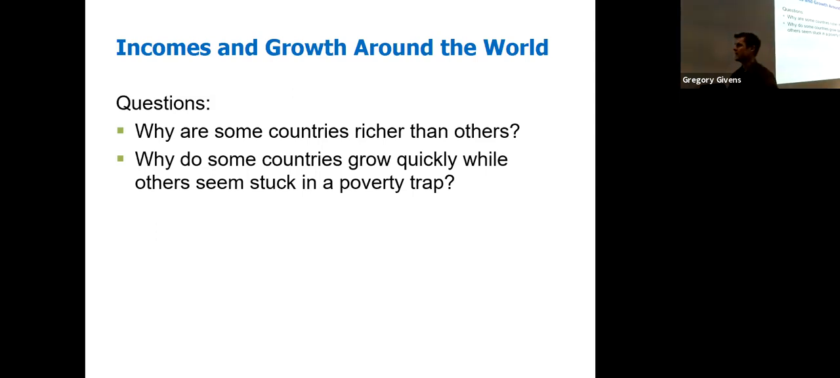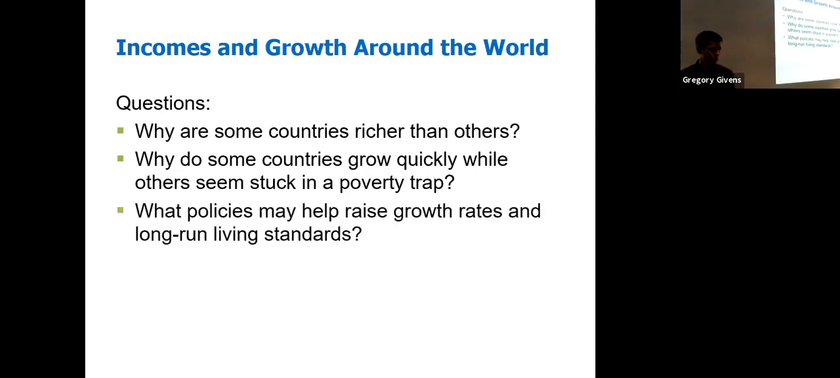I think understanding the answers to these questions are profoundly important for human welfare, right? If we can figure out why countries are rich and why some countries are poor, and we can mimic the policies of the rich world in the poor world, then we can dramatically reduce global poverty and improve material standards of well-being for everybody. And so that's kind of the last question that I want to get to, and I won't get to this until the next class, and that is, what policies may actually help raise long-run growth rates and therefore living standards over time? Are there certain ones that are better to focus on than others?